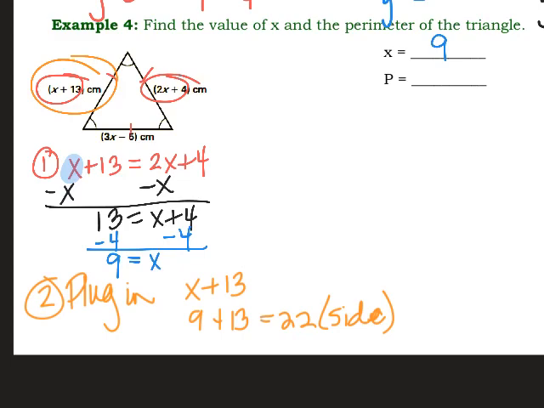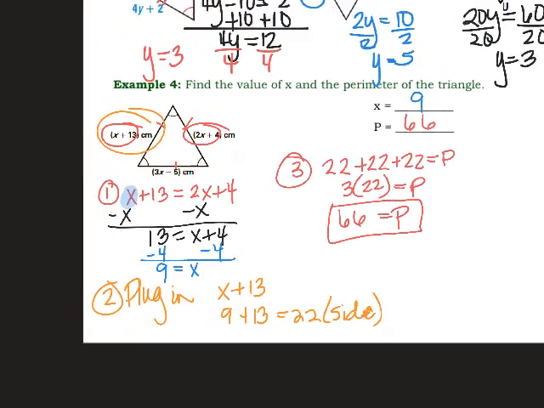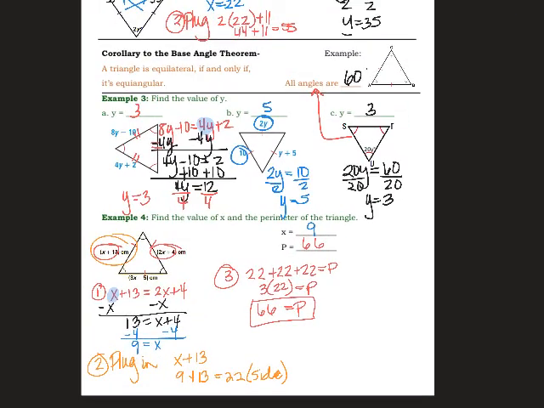Now, for the perimeter, for the last step, you've got to add all the sides together. Well, if one side is 22, what are all the sides? 22. Good. You could add 22 3 times. You could also do 3 times 22. Regardless, your perimeter should be 66. Good job. All right, so remember, 3 equal sides, 3 equal angles. 2 equal sides, 2 equal angles. Okay?